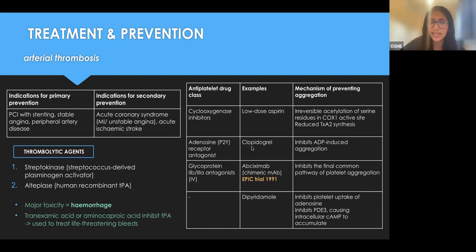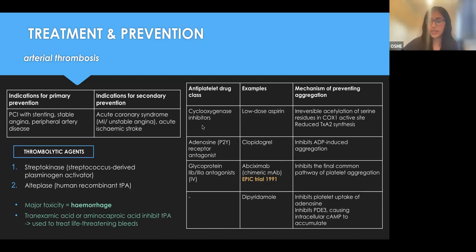Clopidogrel is an adenosine receptor antagonist, so it inhibits ADP-induced aggregation of the platelets. And finally, the glycoprotein 2B3A antagonists, like abciximab, will inhibit the final pathway, where the platelets are bridged by fibrinogen. This trial was for abciximab.